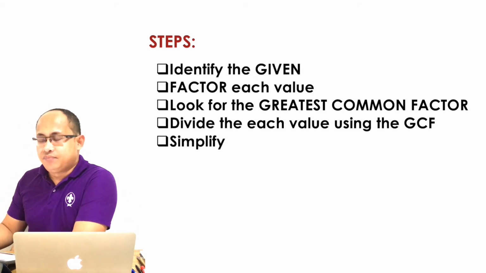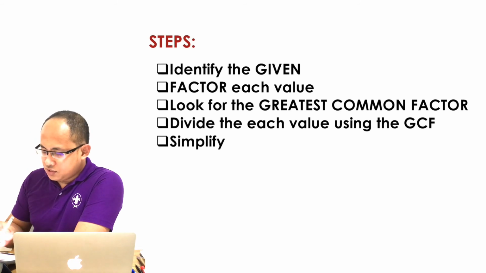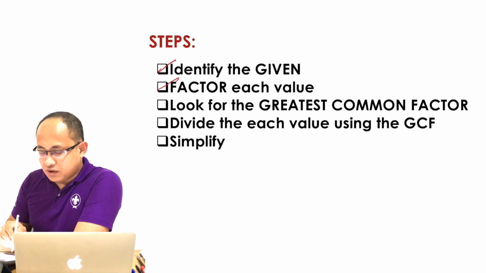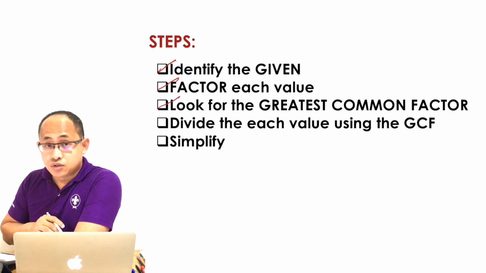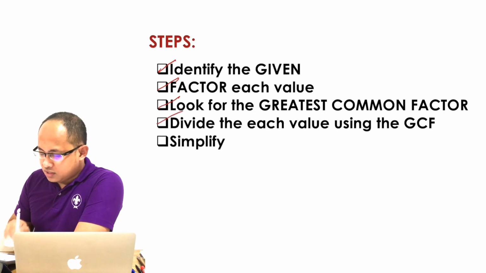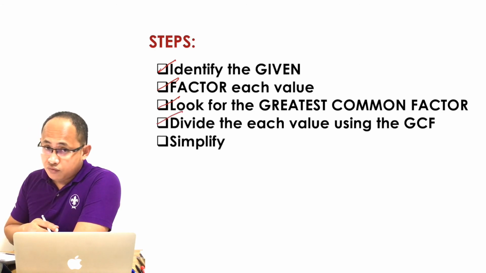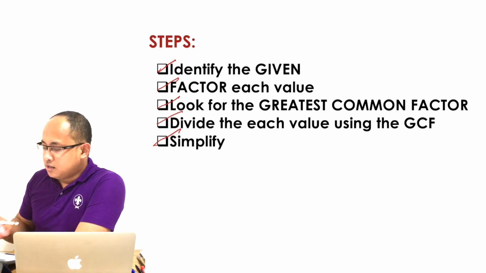Okay, here I'm going to summarize to you the steps. First is you identify the given, of course. Second is factor its value, the factors of A and B. All right. Third is look for the greatest common factor. Fourth is divide the value of the GCF to your factors of A and B, and then simplify. Remember these steps.